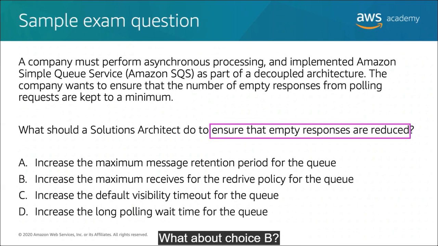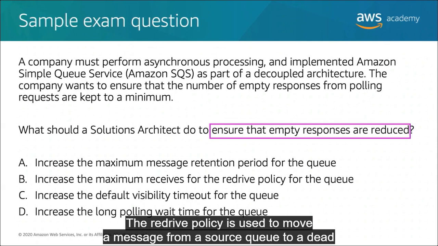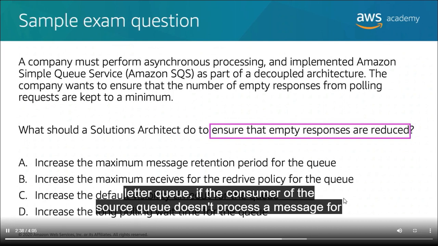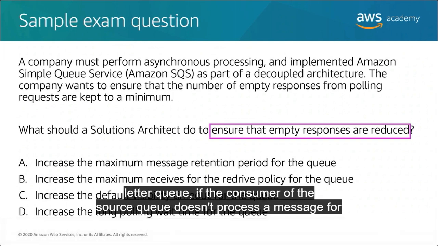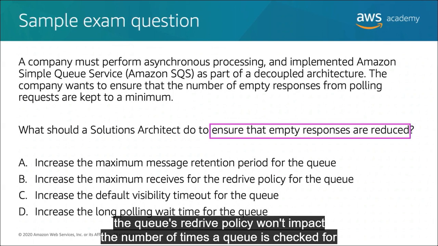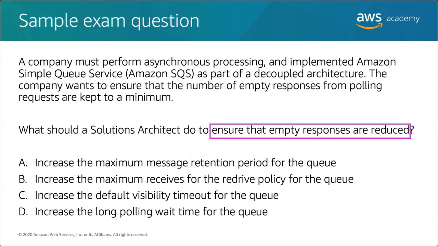What about choice B? Increase the maximum receives for the redrive policy for the queue. The redrive policy is used to move a message from a source queue to a dead letter queue if the consumer of the source queue doesn't process a message for a specified number of times. This choice is incorrect. Increasing the maximum receives for the queue's redrive policy won't impact the number of times a queue is checked for a message and an empty response is returned.